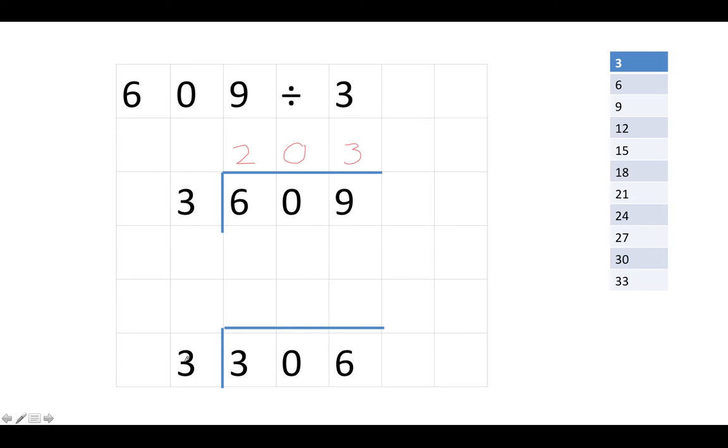Okay, let's see if you got it right. 3 divided by 3 is 1. 0. 6 divided by 3 is 2. Excellent. So let's have a look at another scenario.